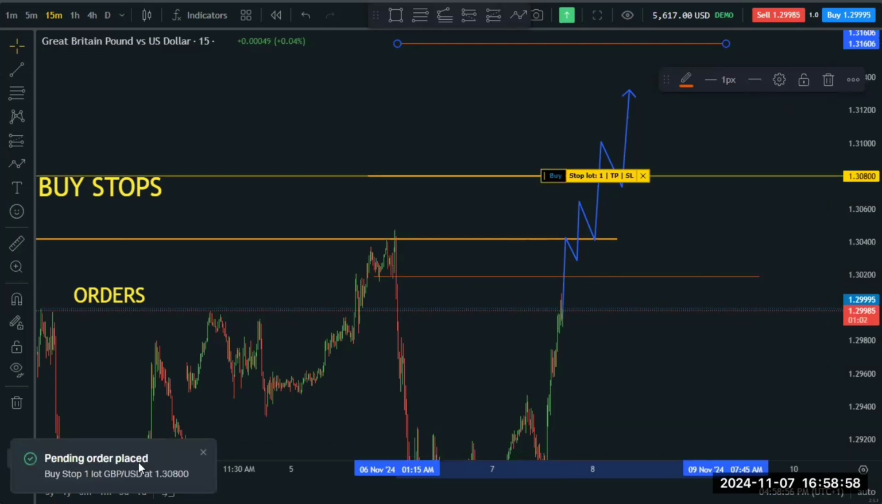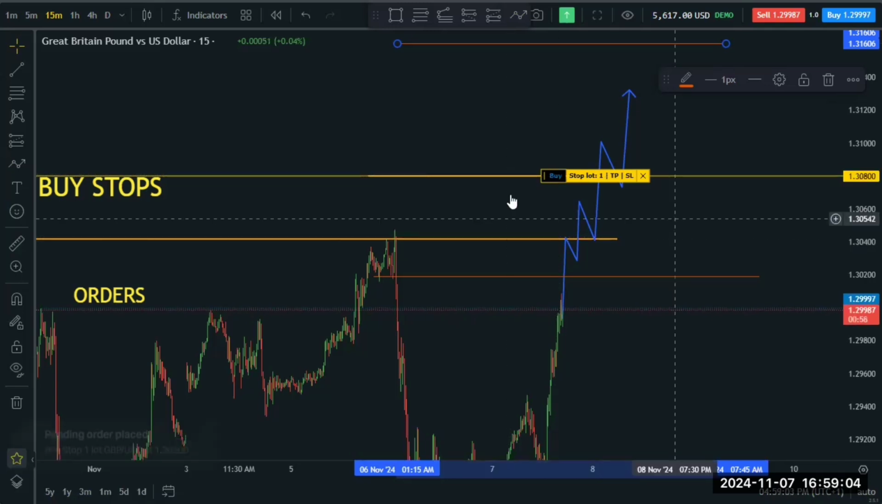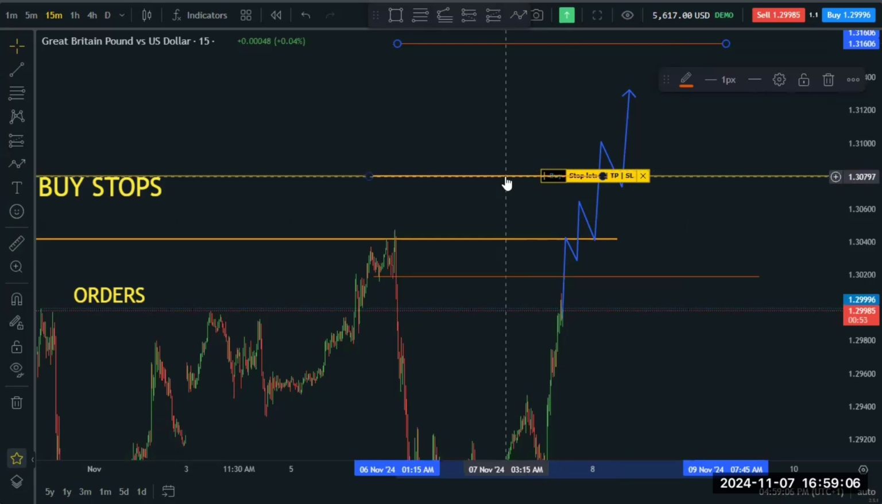Pending order has been placed. So you can see it is activated around here. So anytime the price comes and reaches this level, it will execute this. It will buy one lot size for you, and it will automatically place your stop loss here, and it will put your take profit here.